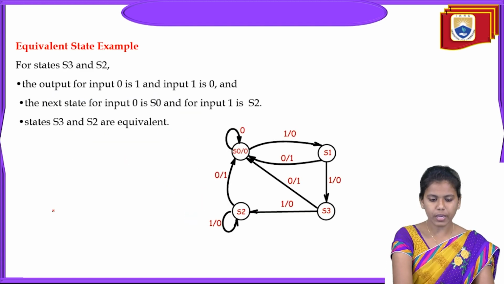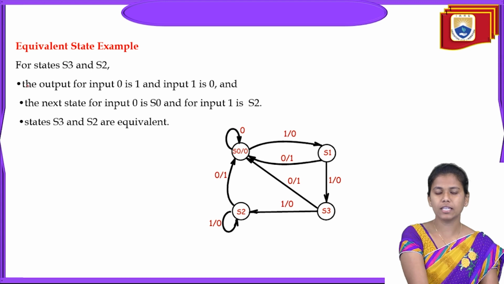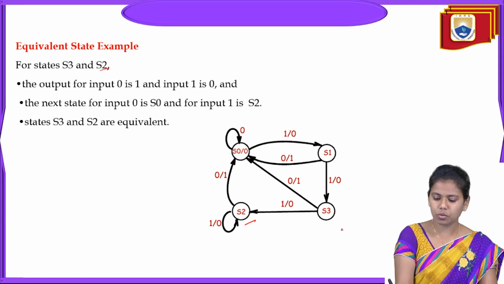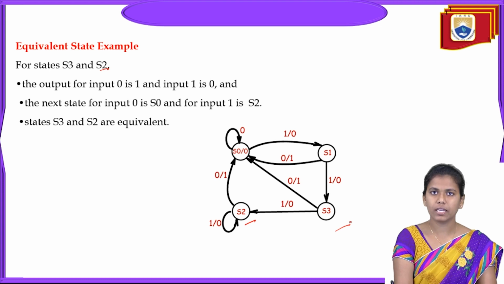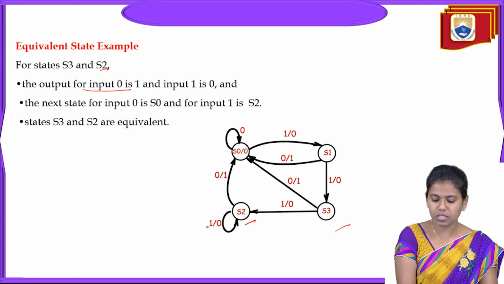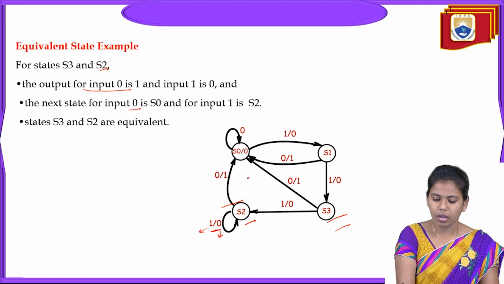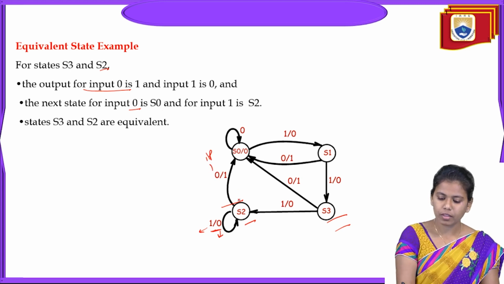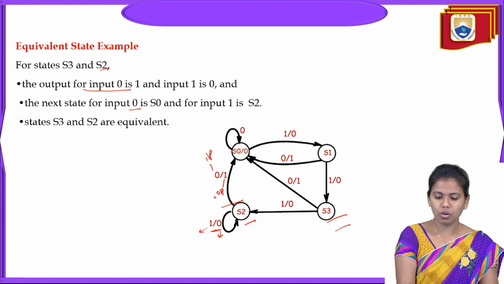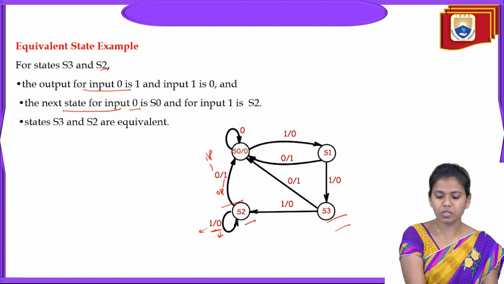This is a small example where we look at states S2 and S3. For each of the states S2 and S3, the output for input 0 is 1. This is the input and this is the output. So for state 3 we have 1, 0, and for state 2, 1, 0. And for state 3, the next state for input 0 is S0. Input 0 is my input, and this is my output.